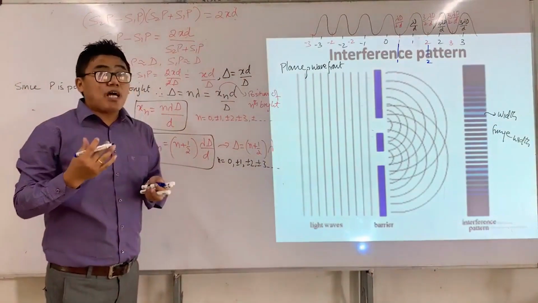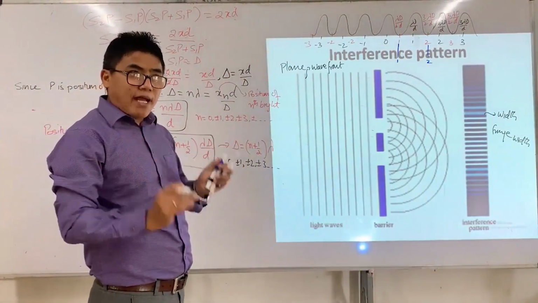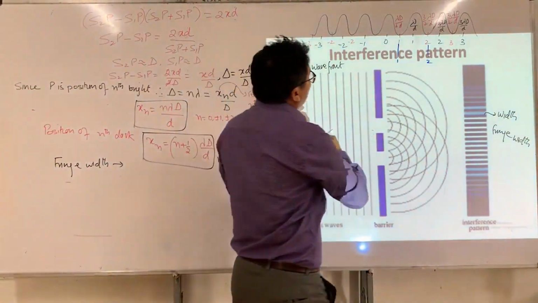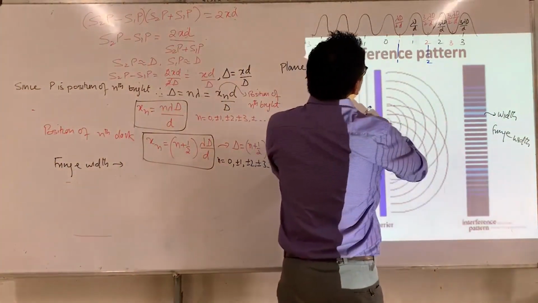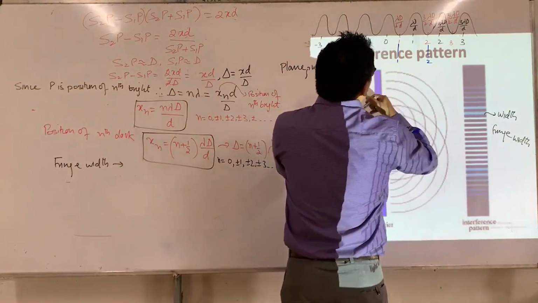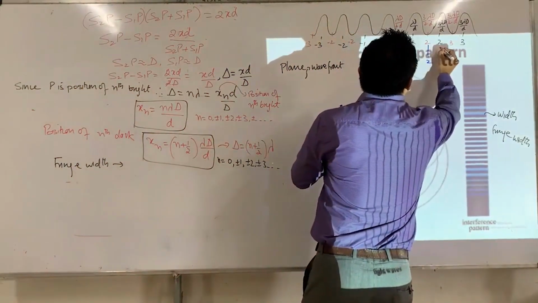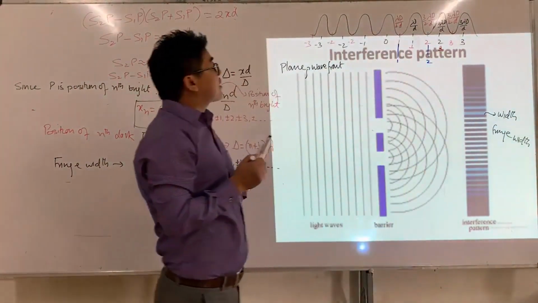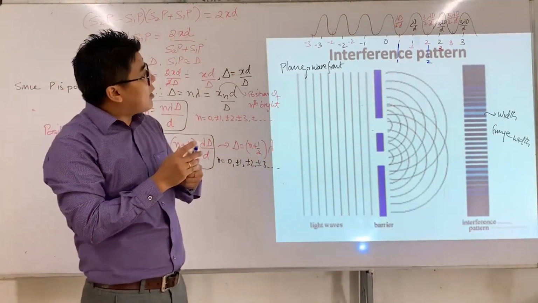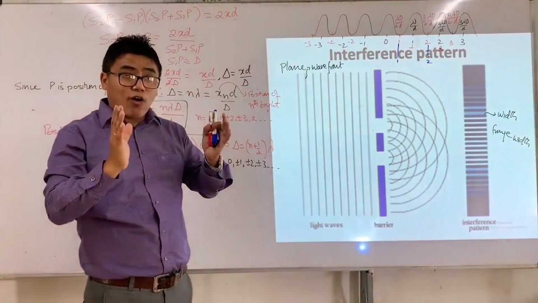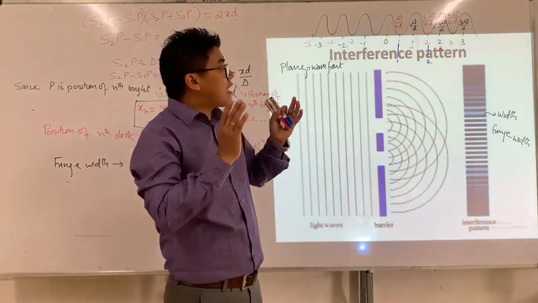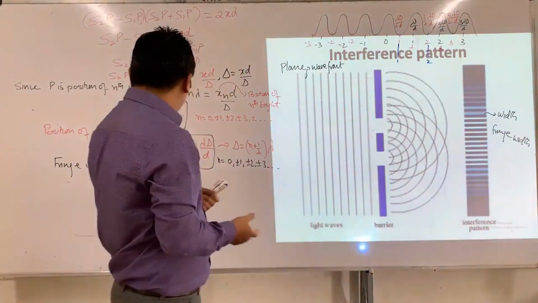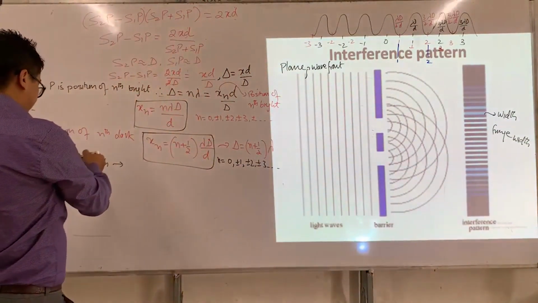Distance between two consecutive dark fringes will give you the width of a bright fringe, and distance between two consecutive bright fringes will give you the fringe width of a dark fringe. So both are the same. So how do you get the fringe width?